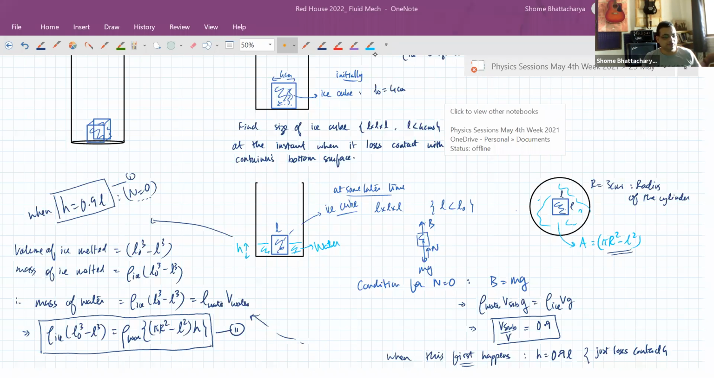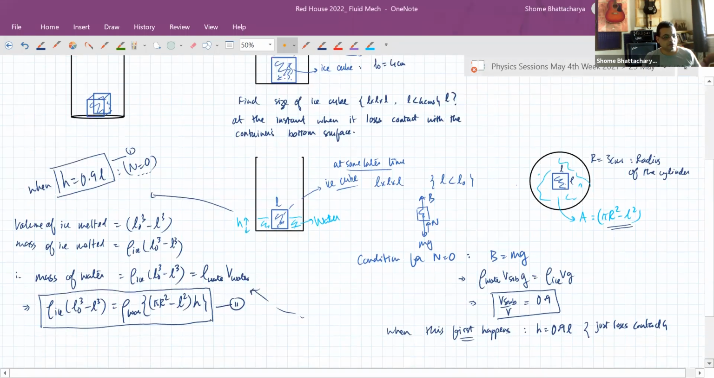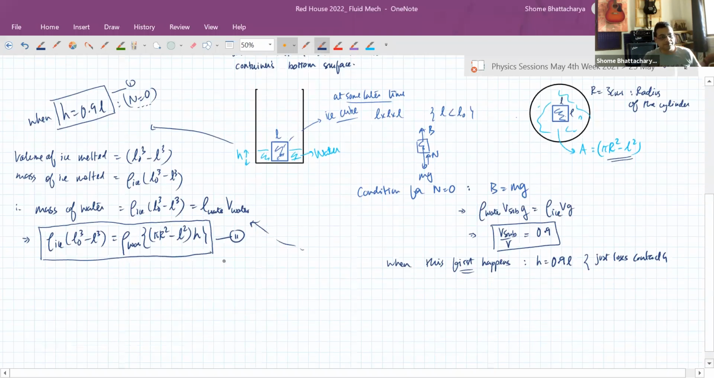Okay, so anybody got the answer finally for this? Hope you all understood the equations 1 and 2, yes? Yes, very good, Aman, that's correct.